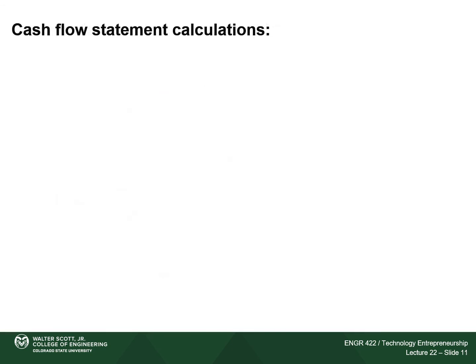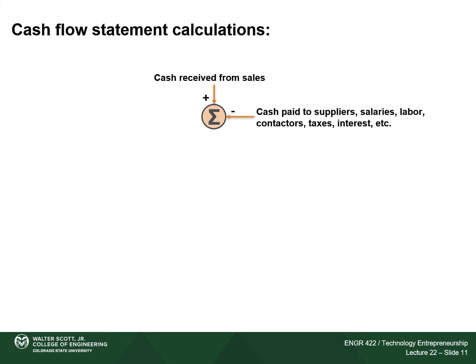Now, in terms of cash flow calculations, the cash flow calculations are cash in minus cash out equals change in cash. So you can receive cash from sales, you pay it out to suppliers, salaries, labor, contractors, taxes, interest, etc., which then identifies the amount of cash that you get from your operations. And remember that cash from operations line in the sample spreadsheet, or go back and look at it.